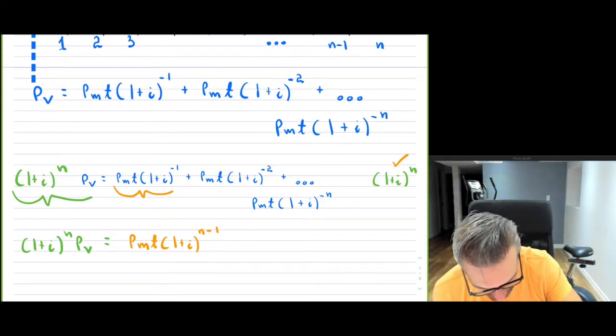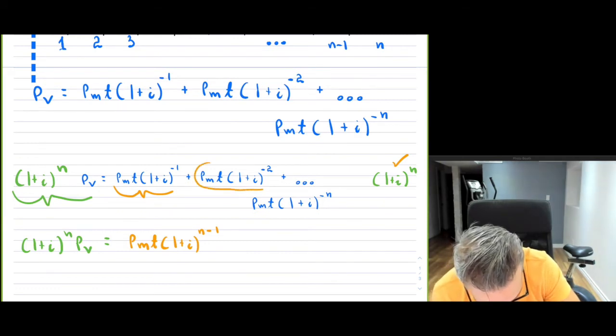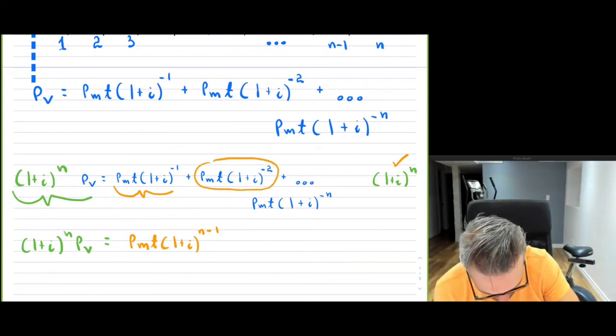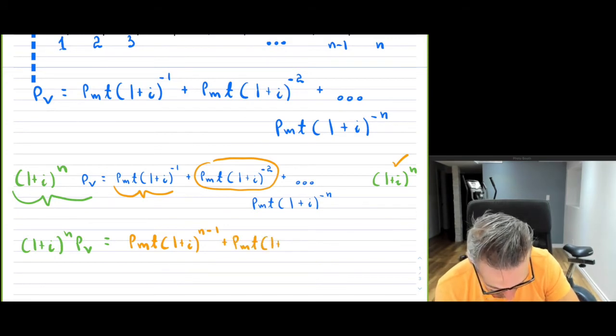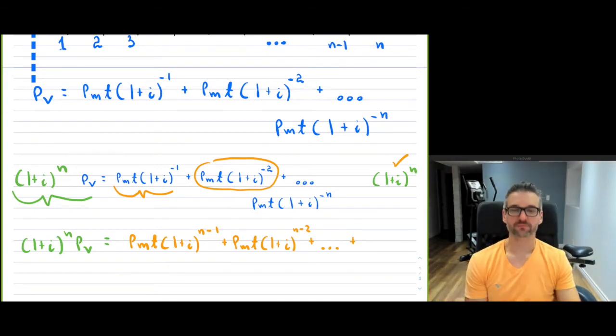Then, secondly, you're going to do that to this second term right here, and what you're going to get is payment times (1 plus i) to the n minus 2. And you would do that to every single term.